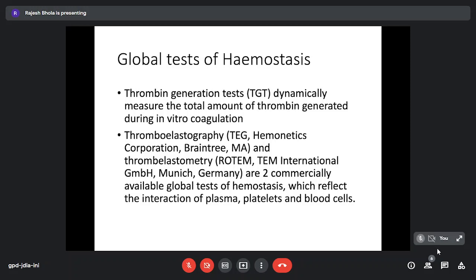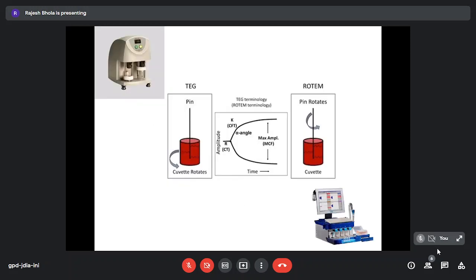These are two commercially available global tests, which are viscoelastic tests for hemostasis, reflecting the interaction between the plasma, platelets, and the blood cells. So what are these tests? They are performed by these two instruments. This is the TEG, which was developed around 1950, and the ROTEM, which was developed around two decades back. In TEG, there is a pin and a cuvette. In ROTEM, there is also a pin and a cuvette.